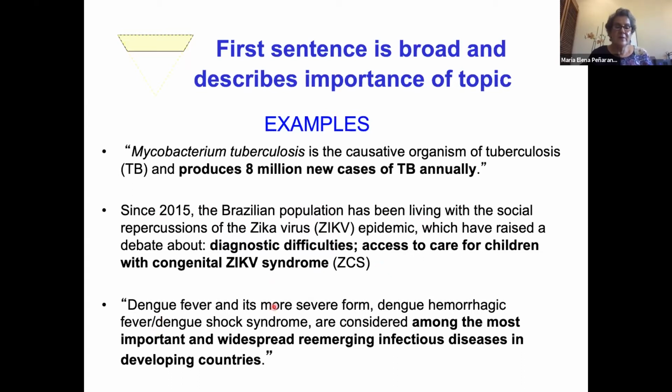Or another example: dengue fever and its more severe forms, dengue hemorrhagic fever or shock syndrome, are considered among the most important widespread re-emerging infections in the developing countries. Reference. Okay, so you can start like this. And you're going to start already orienting the reader, like, for example, congenital syndrome is probably what you're going to study in your article. You're introducing it already.